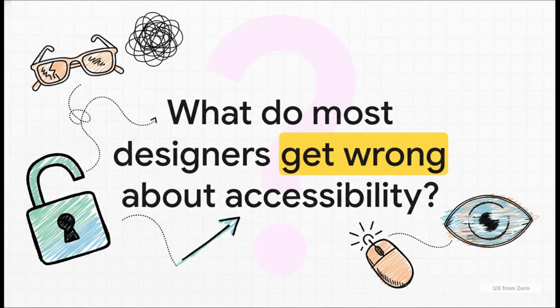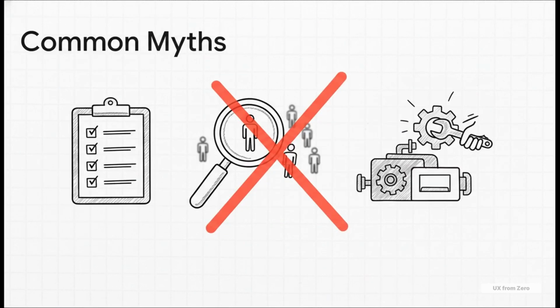So, I want to kick things off with a question because I think there are some huge misconceptions floating around. What do most of us, especially when we're starting out, get totally wrong about accessibility? You know the usual suspects, right? People think it's just some legal checkbox you have to tick, or that it's this super niche thing for a tiny group of edge case users. And my favorite one, that it's something you can just add on later, slap it on at the end. Well, as we're about to see, that's all just wrong.